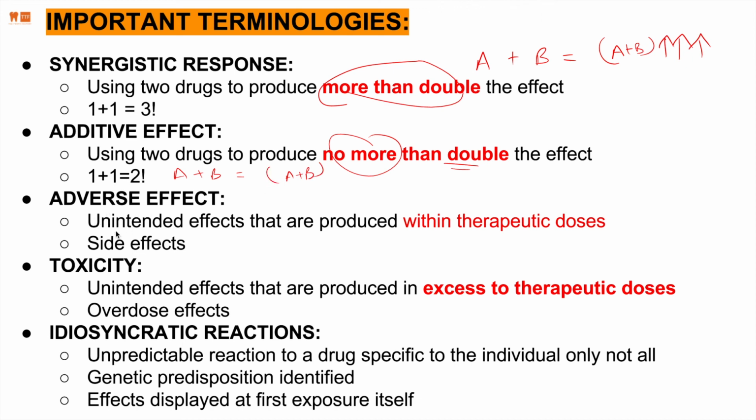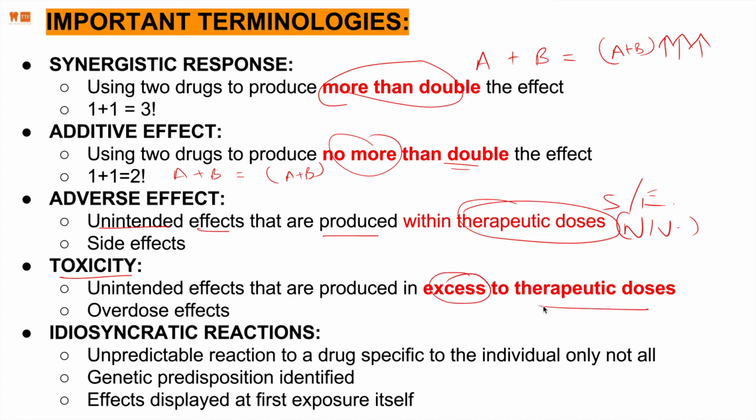And adverse effects are unintended effects that are produced within therapeutic doses. We call these side effects, such as nausea, vomiting. Right? These are unintended. You don't intend to give these. However, within therapeutic doses, they occur. Toxicity, on the other hand, is very similar. They're unintended effects that are produced. However, this is in excess of therapeutic doses. This is overdose effects, not side effects.